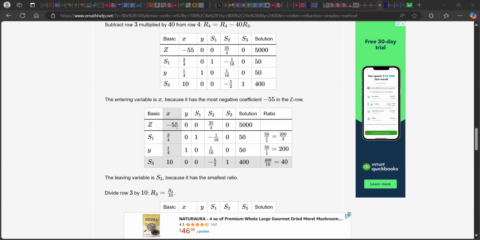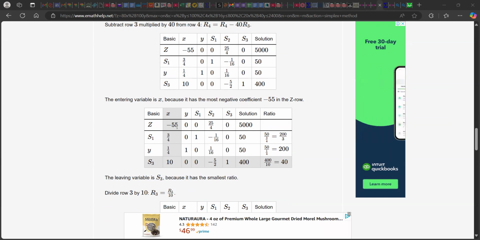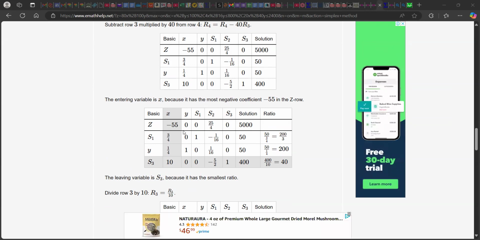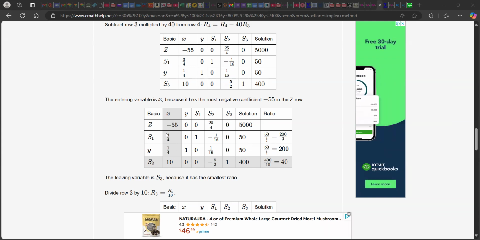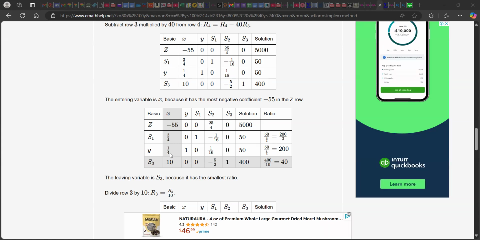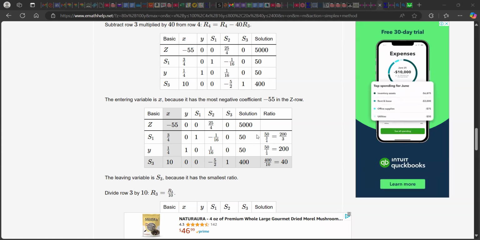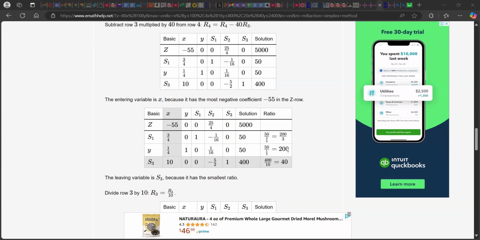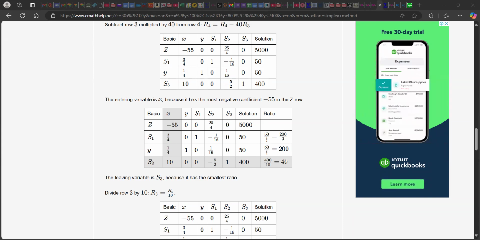I'm not going to repeat the process. We're going to repeat that same procedure I showed you just now. We're going to take this as the pivot column. Then you're going to divide each of these values, the 50, the 50, the 400, by these numbers, 3/4, 1/4, 10. Look at the ratio at the end here. Which one is the smallest? And the smallest is 40.